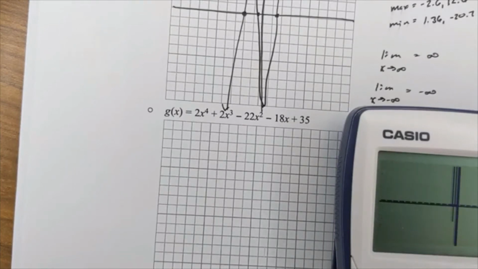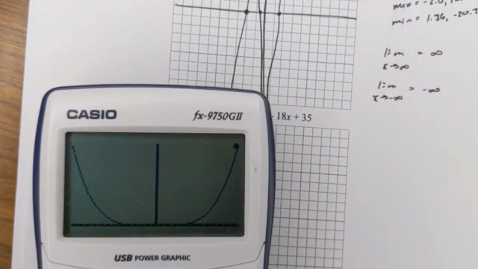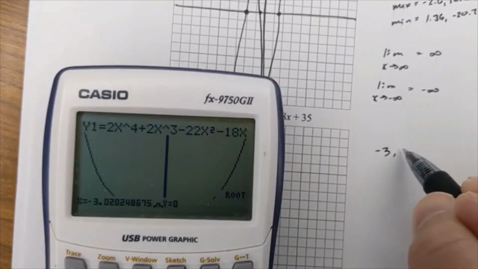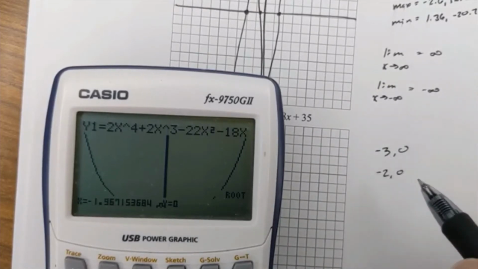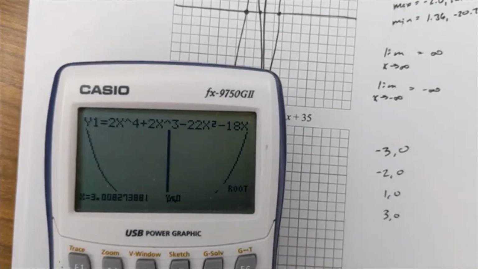Okay, so let's try zoom auto and see what it does. Yeah, there we go. All right, so G-solve, let's find the roots first. So it's thinking. So there is one at negative 3, 0. I'm approximating here. There's one at negative 2, 0. There's one at 1, 0. And there's one at 3, 0. So that has to be it because I have x to the fourth and there's 4 zeros.